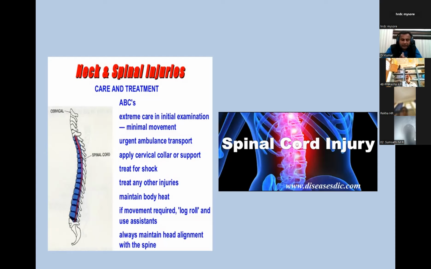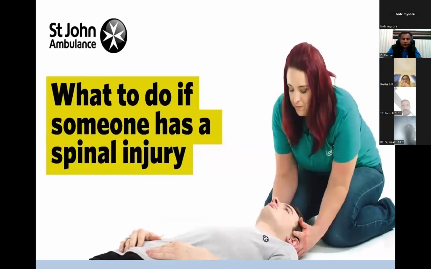But if the person is unconscious, how do we identify it? That's the difficult part. So the protocol says that every unconscious person should be treated as having a spinal cord injury, and care should be taken. I'm talking about pre-hospital care and disaster management. It's not about hospital care. So, what should be done when someone has a spinal injury?